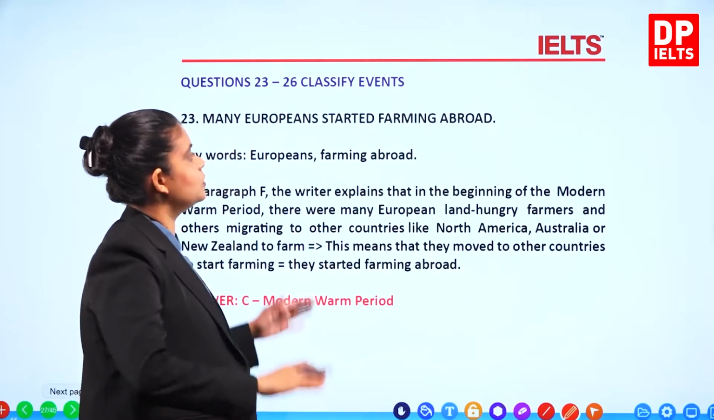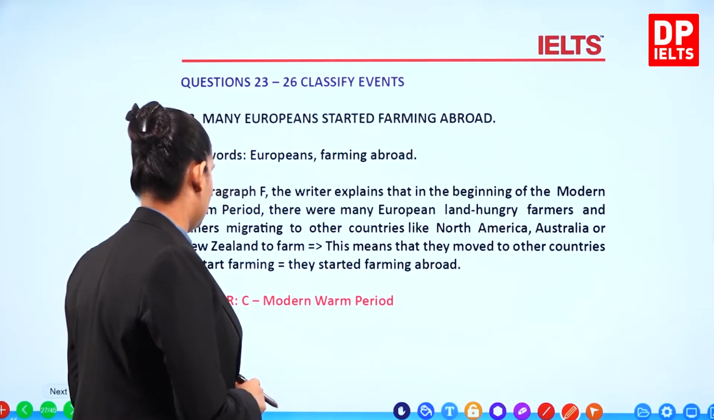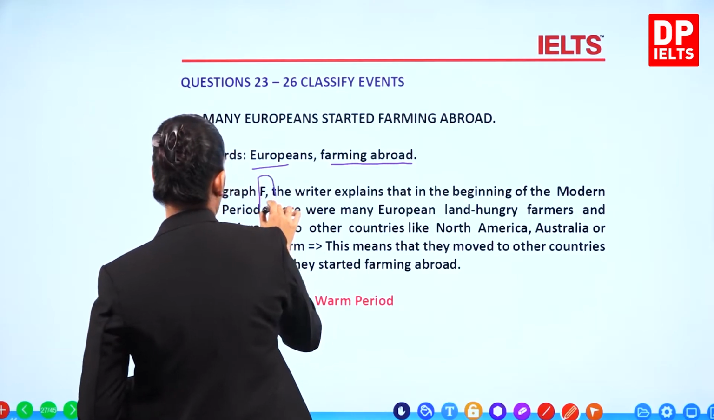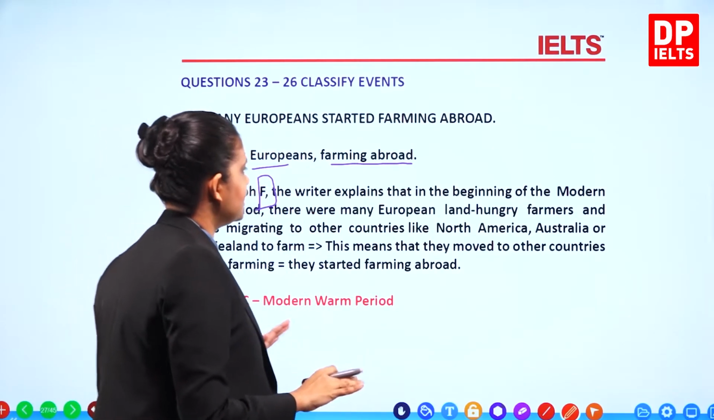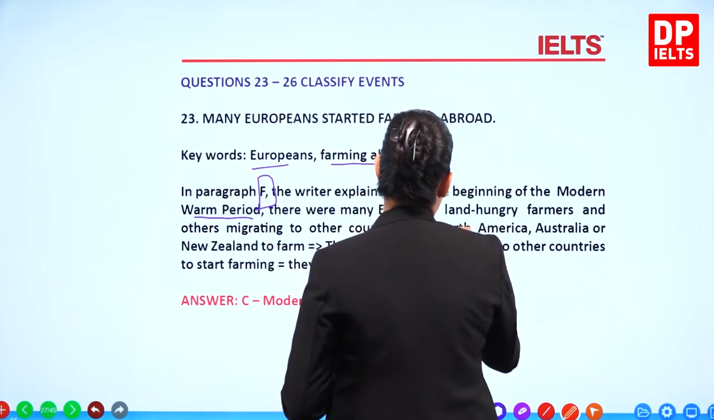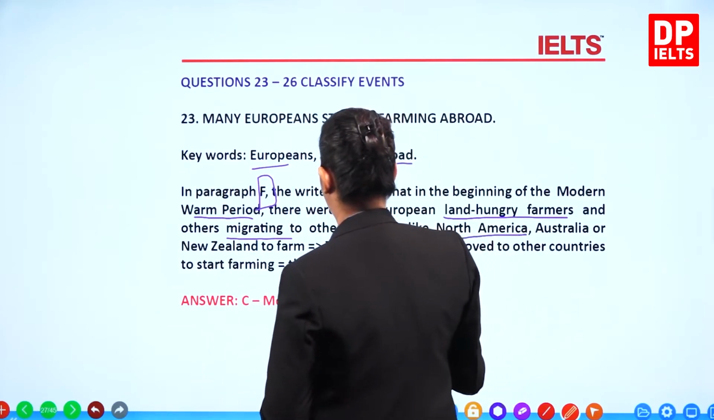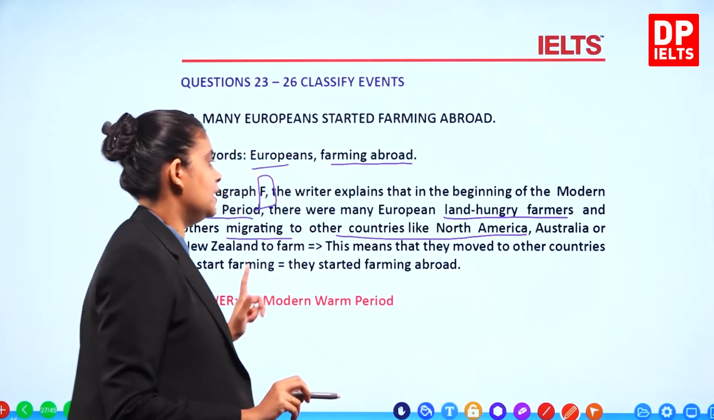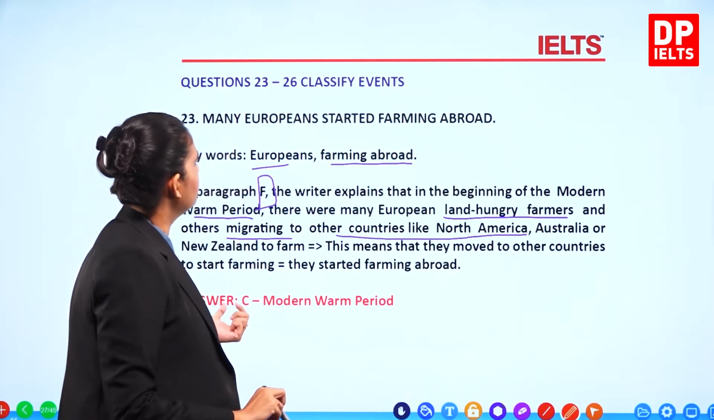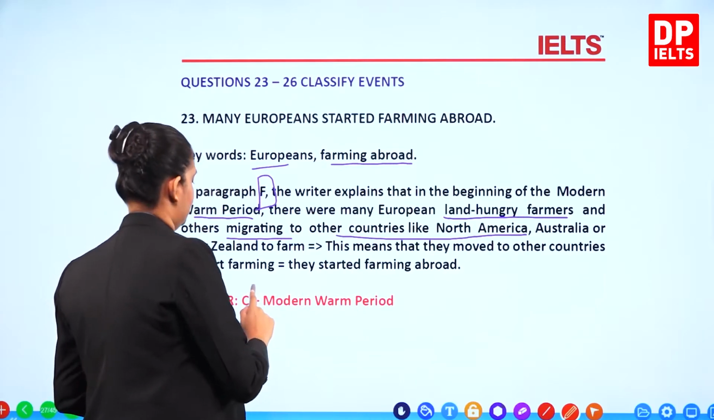23 to 26, you have to classify the events, right? Many Europeans started farming abroad. So, Europeans farming abroad. Now, if you read through paragraph F, the writer explains that in the beginning of the modern warm period, there were many European land-hungry farmers and others migrating to other countries like North America, Australia and New Zealand to farm. So what does this mean? That they moved to other countries to start farming, and they started farming abroad, right? So many Europeans started farming abroad, modern warm period. So the answer would be C.